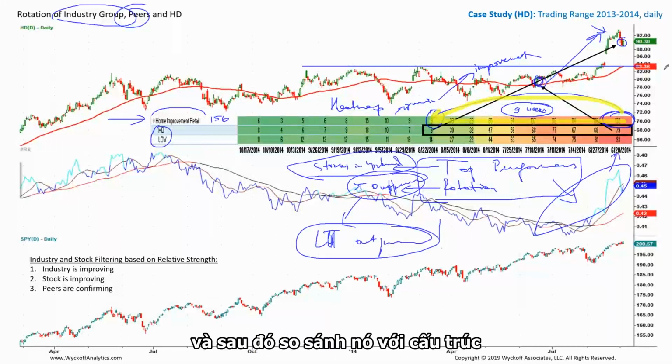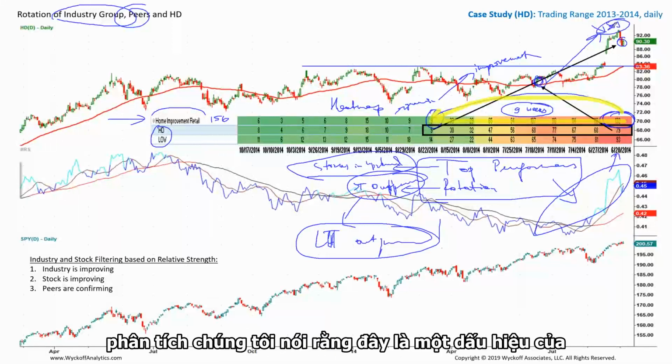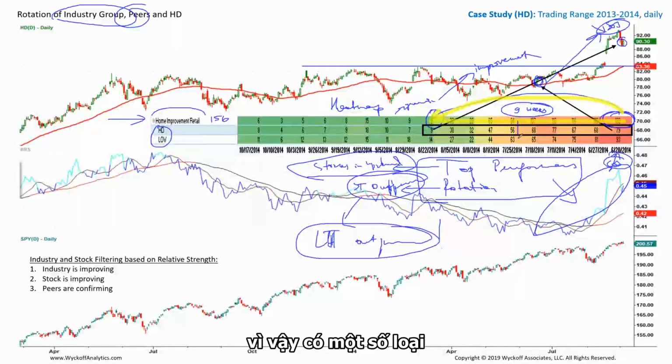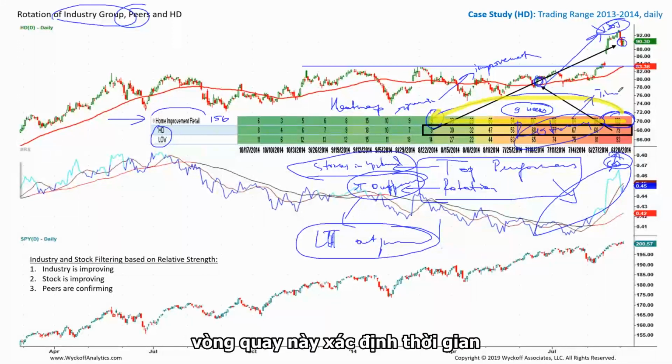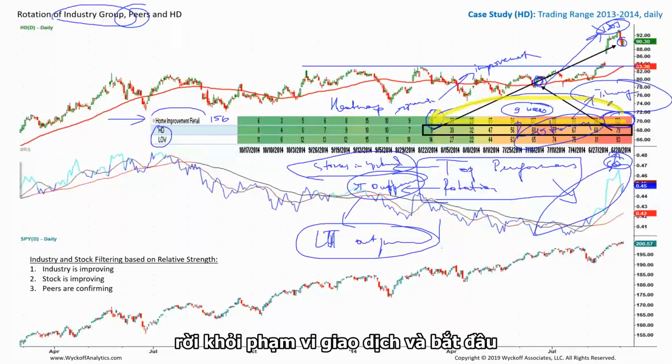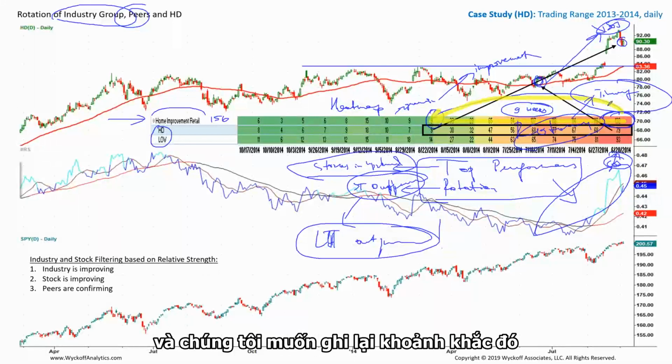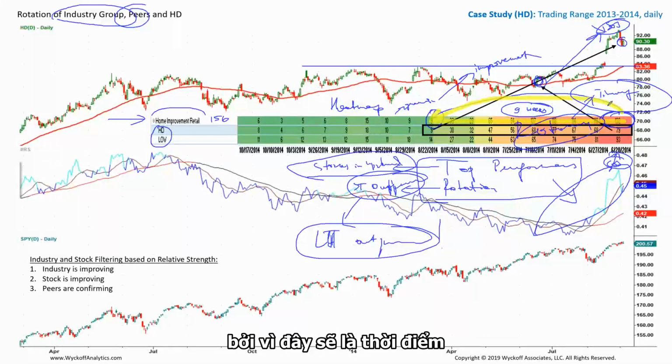And then comparing it to the structural analysis, we said that this is a sign of strength on the relative strength. So there is some kind of 9-week rotation by institutions into this theme. This rotation defines the timing. This is where the price will start leaving the trading range and start traveling up in a trending manner. And we want to capture that moment because this is going to be the moment when the trend is going to emerge. And we want to jump on that.